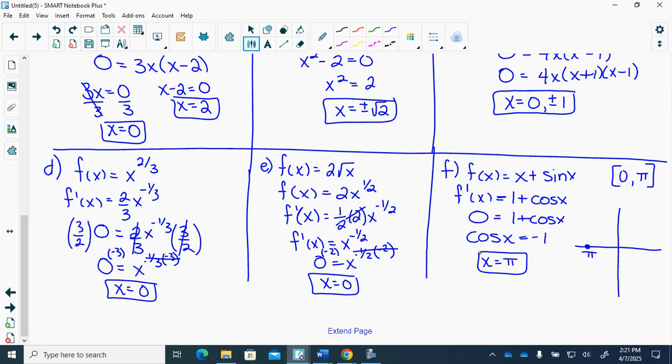Okay. Now what if we are given ones that need more than the power rule?